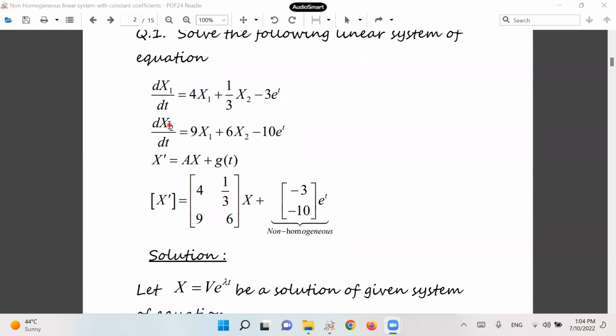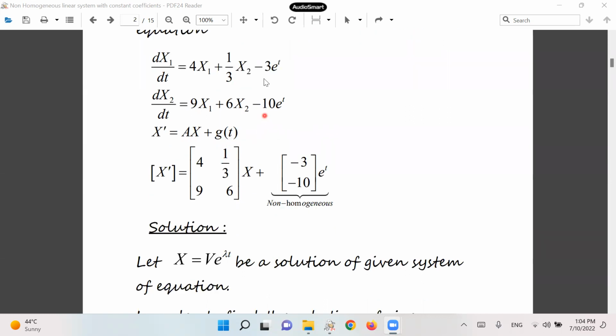differential equations. dx1/dt = 4x1 + (1/3)x2 - 3e^t, and dx2/dt = 9x1 + 6x2 - 10e^t. So we have that these terms are the non-homogeneous terms.